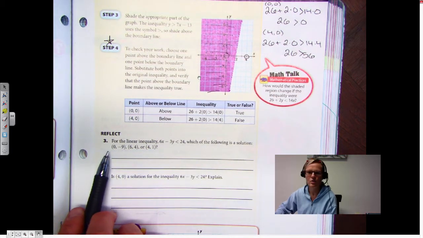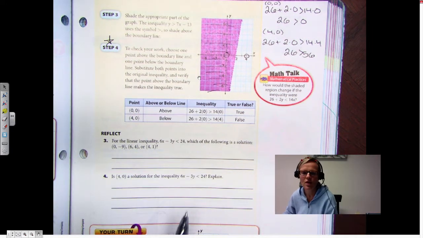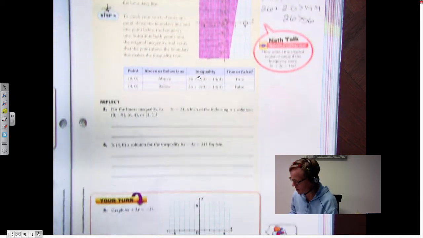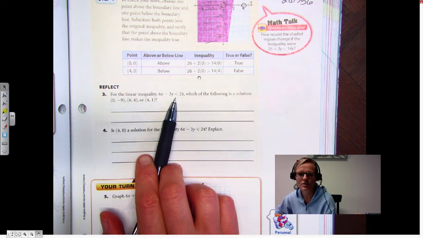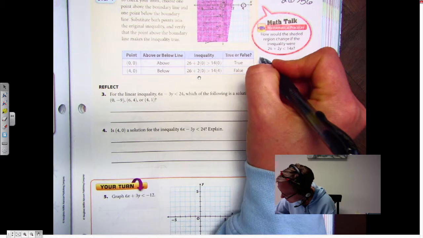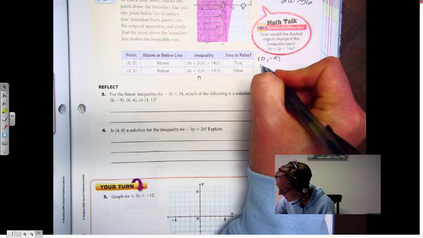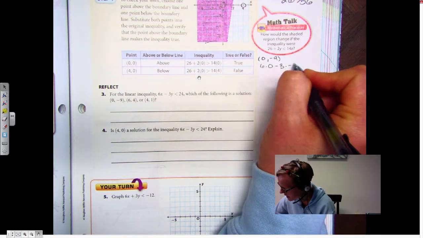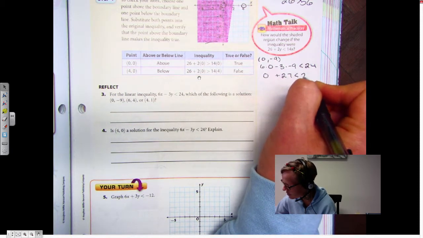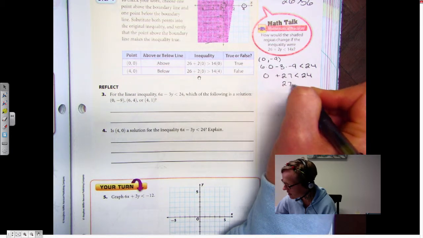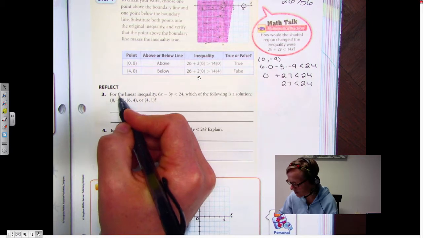Okay, let's do this reflection question. For the linear inequality 6x minus 3y is less than 24, which of the following is a solution? You're going to substitute each point in for the x and the y and see if your statement is true. So over here on the side, I'm going to plug in 0, negative 9. 6 times 0 minus 3 times negative 9 is less than 24. Is 0 plus 27 less than 24? Is 27 less than 24? No. So 0, negative 9 is not a solution.